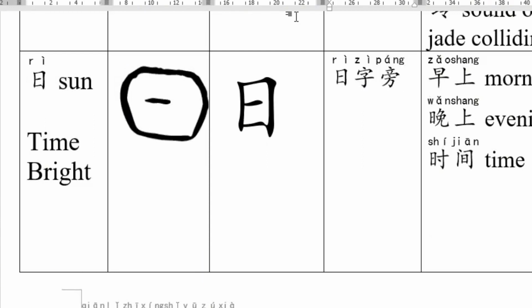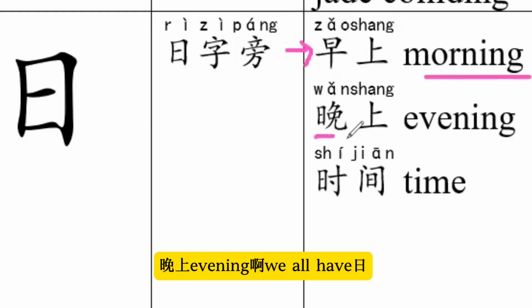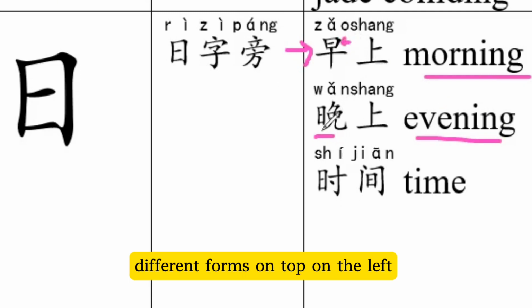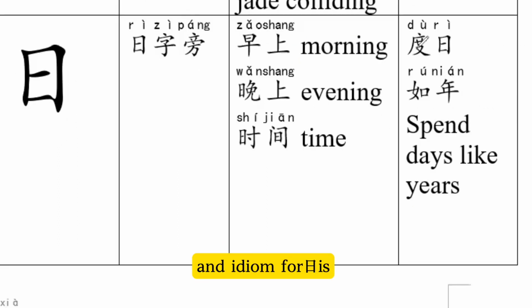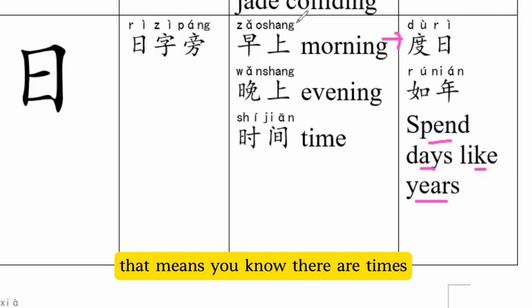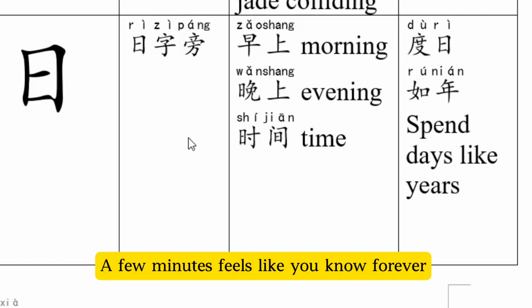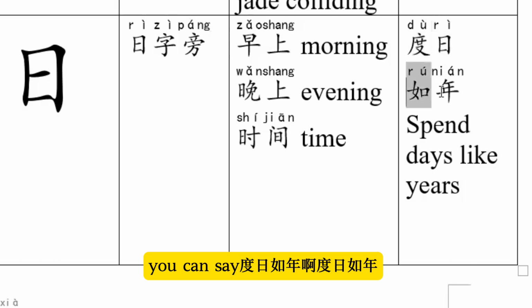And this is 日字旁. The examples will be 早上 morning, 晚上 evening. They all have 日, just different forms on top, on the left, and 时间, we have the 日 on the left or in the middle. And the idiom for 日 is 度日如年. You spend the days like years. That means there are times 3 minutes feels like forever. So when you have that kind of feeling, you can say 度日如年.